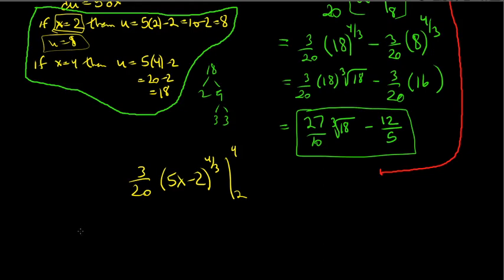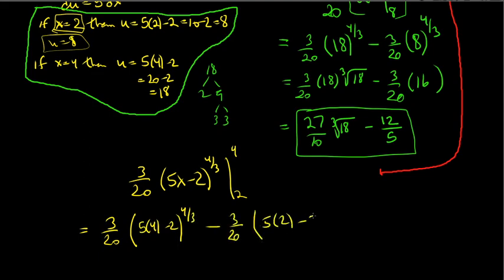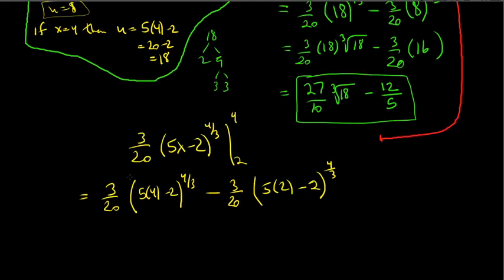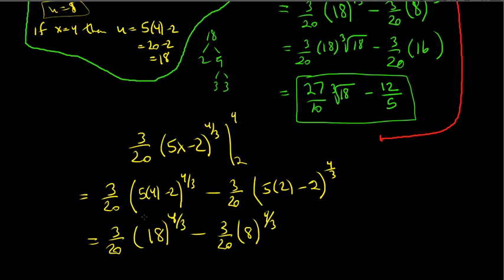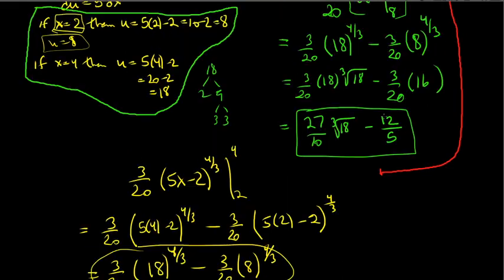Right? So what happens when you do that? Well, you'll still get 3 over 20, and, well, I didn't factor out here, so I'm not going to factor out here, right? So we get 5 times 4 minus 2 to the 4/3 minus 3 over 20 times 5 times 2 minus 2, also to the 4/3, right? Of course, when you calculate out all this, 20 minus 2 is 18, to the 4/3 minus 3 over 20 again times 10 minus 2 is 8. And, of course, you get the same thing that we did way up here, right?